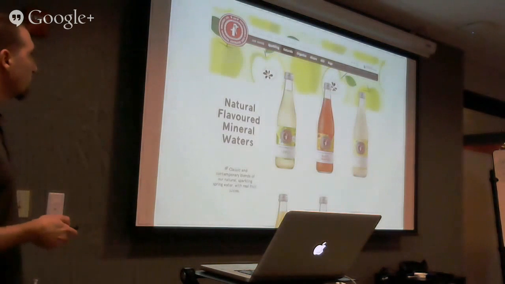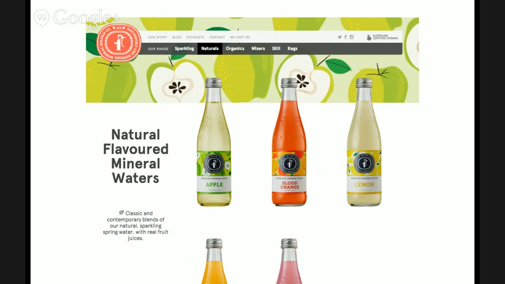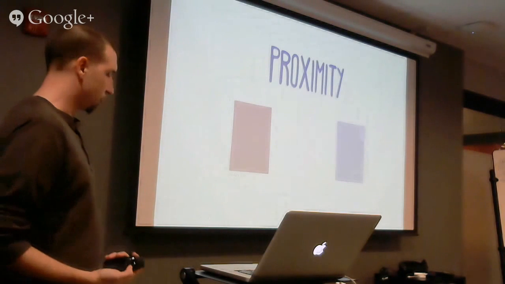So back to here, part of the reason that we can have the bottles going up over that background image is because we've already established a grid and we've already established that pattern. So when you break that pattern, it creates visual interest. So next up is proximity.